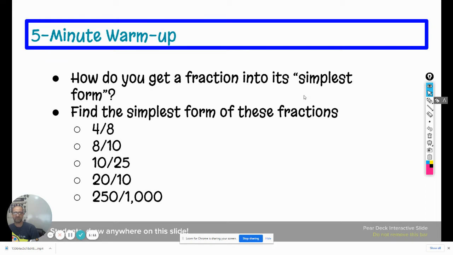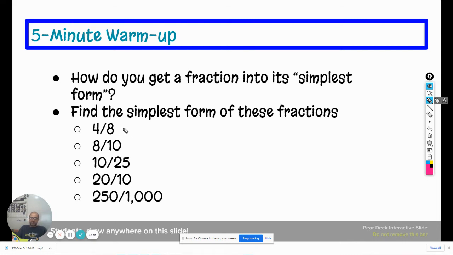Okay, 5-minute warm-up. Simplify fractions. Pause me and then I'll fill it out myself. First part, how do you get a fraction into its simplest form? You divide your numerator and the denominator by the same number repeated times until you can't do it anymore, until each number is indivisible by a common number. So 4/8 is going to be 1/2, 8/10 is going to be 4/5, 10/25 is going to be 2/5, this is going to be 2, and this is going to be 1/4, right?